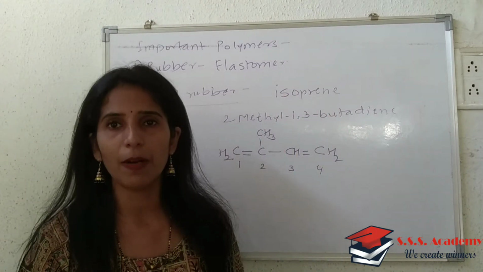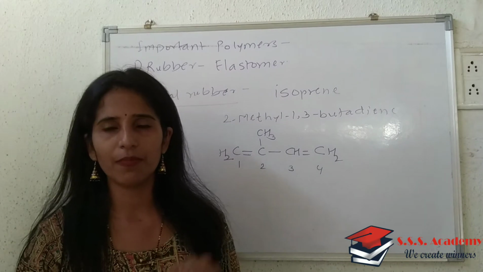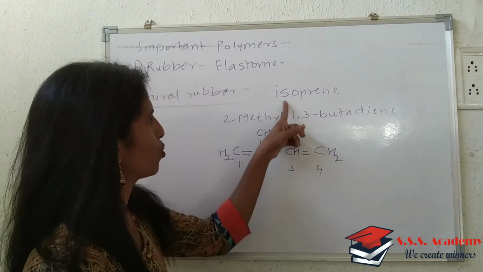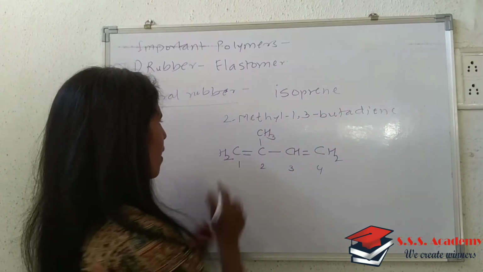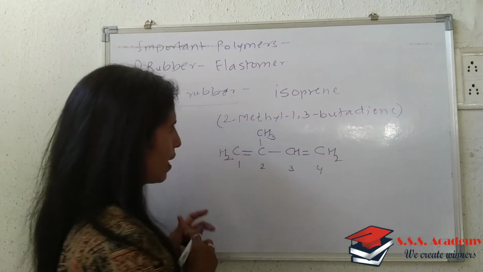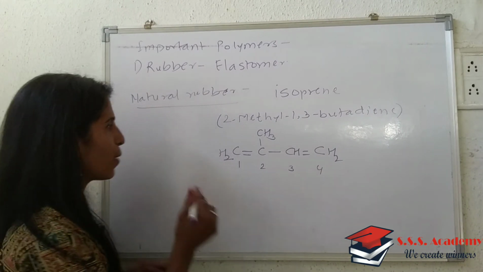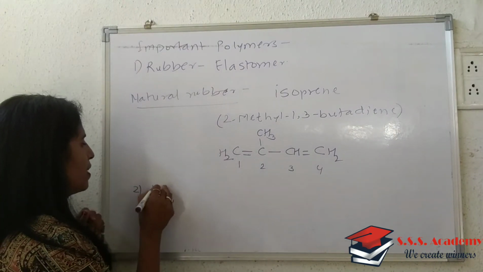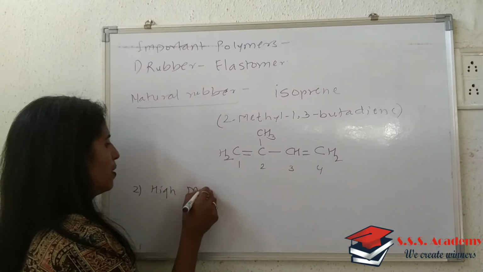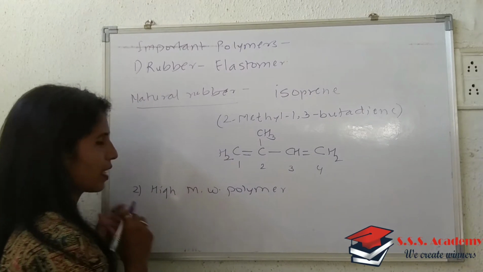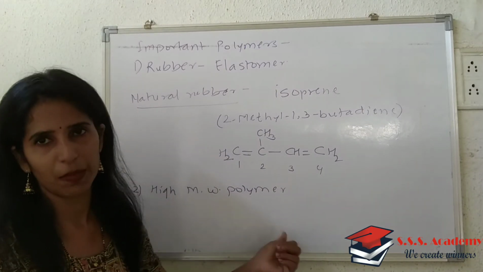So for natural rubber, what is the first point you will write? Natural rubber is a polymer of the isoprene unit. In brackets write down 2-methyl 1,3-butadiene, and next to that you are supposed to write its structure. The second point you will write is that it is a high molecular weight polymer.